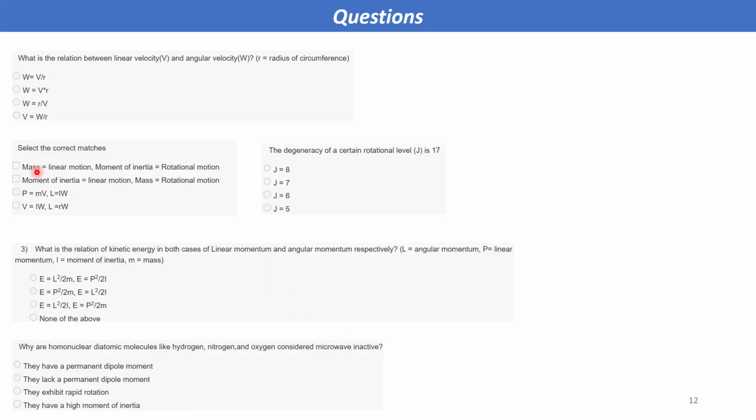Select the correct match. Mass is linear motion, moment of inertia is rotational motion; P equals mv, L equals Iω. So what will be the correct answer for this? Rashmi? We know that linear momentum is equal to mv. For linear momentum, it is denoted by p, equal to mass into velocity. And for the angular momentum, we denote by L. So the correct option will be the third.